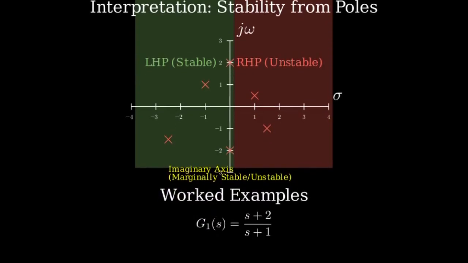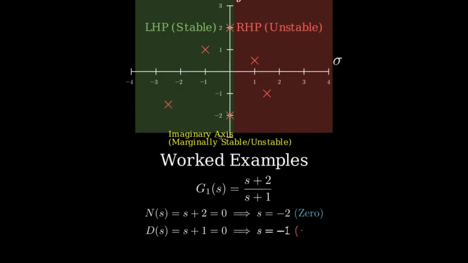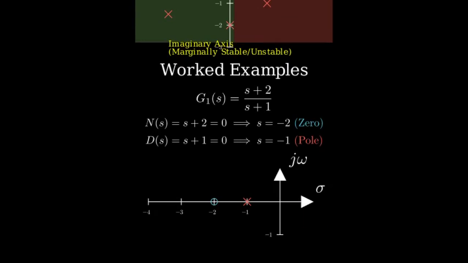Let's look at our first example. G1(s) equals (s plus 2) over (s plus 1). The numerator s plus 2 equals 0 gives a zero at s equals minus 2. The denominator s plus 1 equals 0 gives a pole at s equals minus 1. Plotting this, we place a circle at minus 2 and a cross at minus 1 on the real axis. Since the pole is at minus 1 in the left half plane, this system is stable.